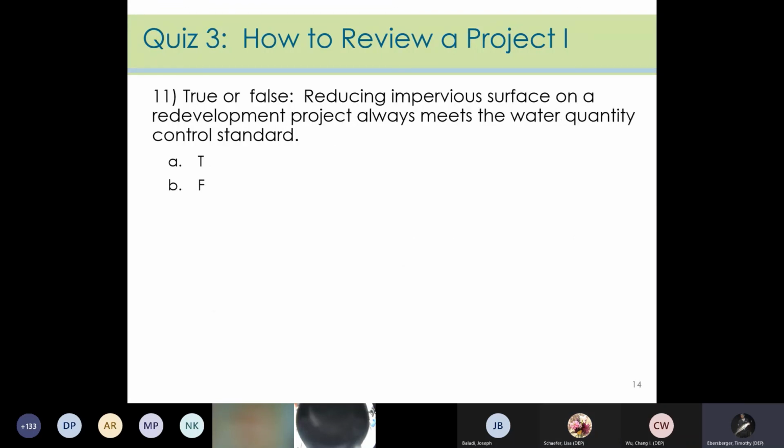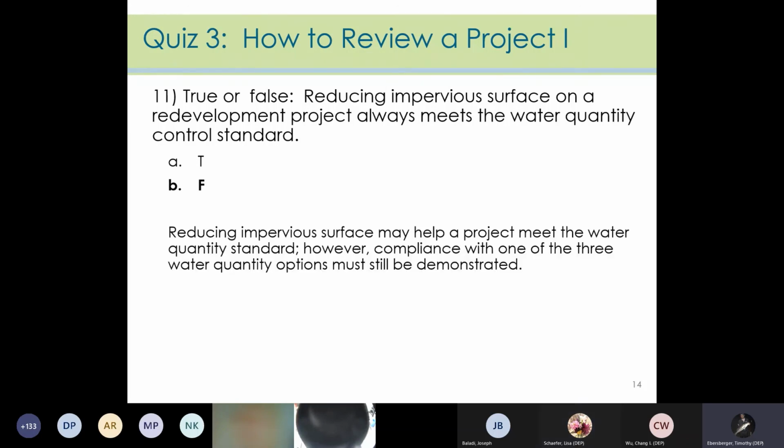True or false? Reducing impervious surface on a redevelopment project always meets the water quantity control standard. And so that is false. Reducing impervious surface may help a project meet the water quantity standard. However, compliance with one of the 3 water quantity options must still be demonstrated. Lisa? 85%. Okay.